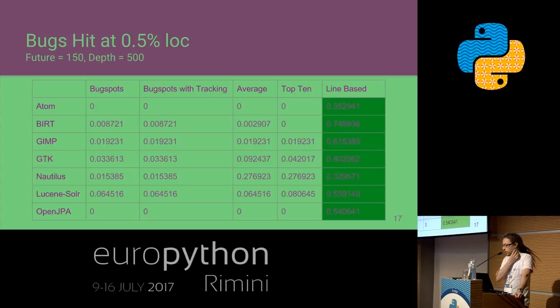So what the numbers show you, for example, for BERT, because it's the best case that I encountered in my whole thesis, was that by looking at 0.5% lines of code, I found almost 57% of bugs that would occur in the next 150 commits. So by just looking at a very small portion of the project, I could find almost all the bugs, or three quarters of the bugs, that would occur in the near future, which sounds pretty cool.